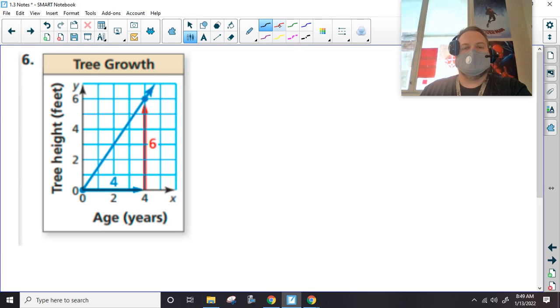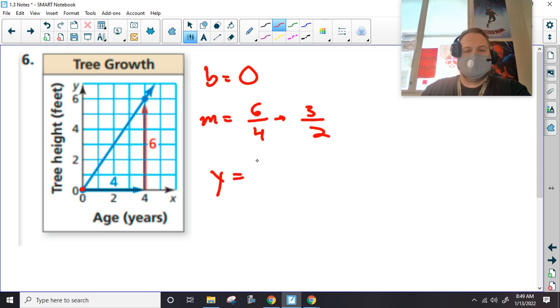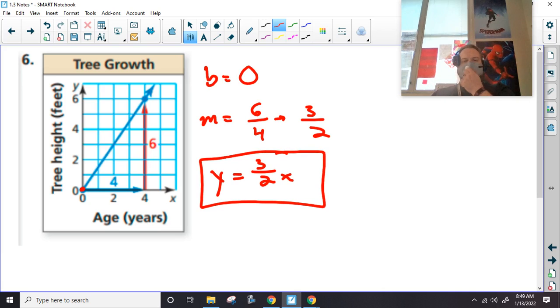Tree growth. What is our B on this one? 0. Yeah. Very easy to see. Then it looks like we went over 4, up 6. So our M would be 3 over 2. Okay. Super duper hard.